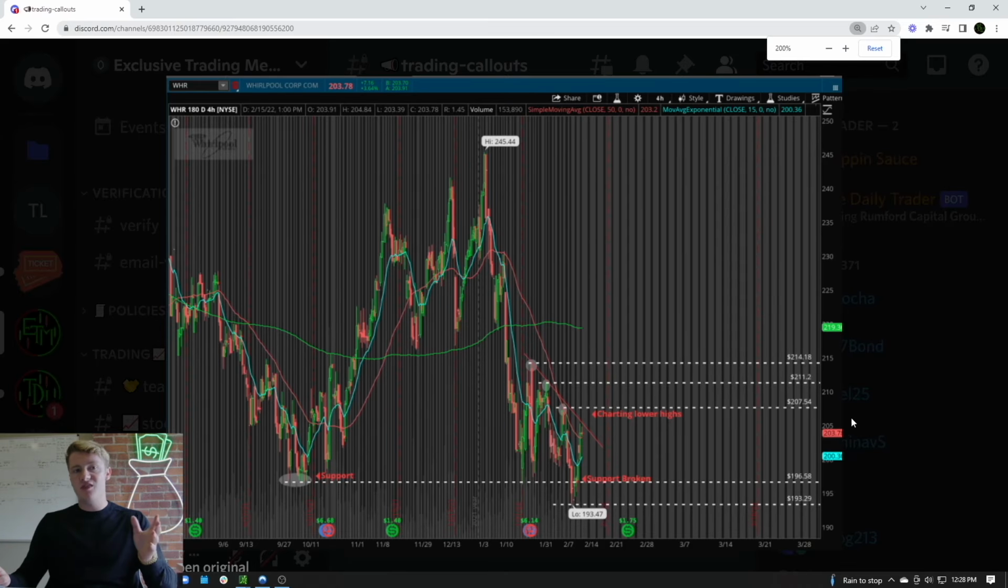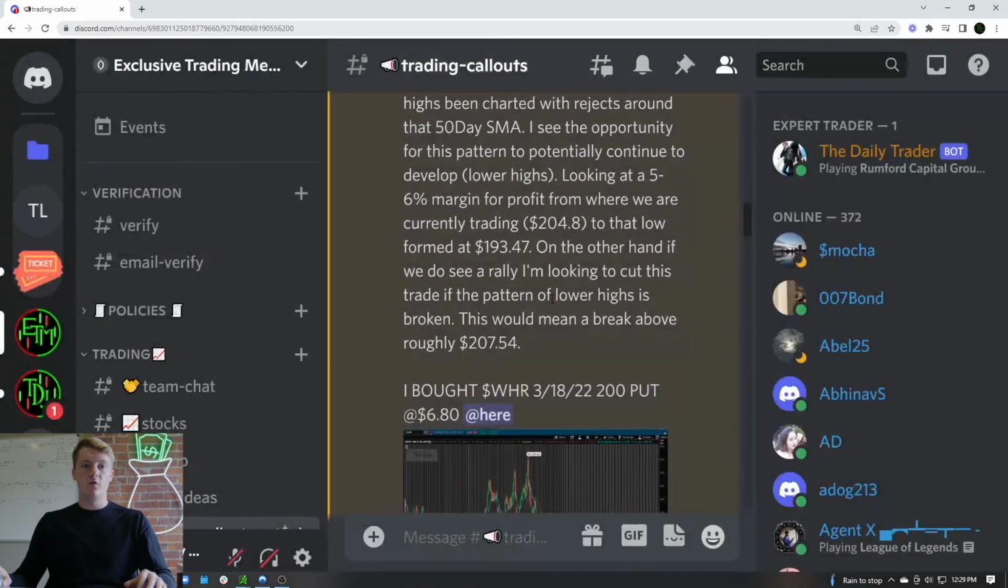We know, though, that there is going to be resistance at 207.54. So when I go to enter this trade, I'm not going to be cutting it, obviously, if we break above this little trend line. I just use this more as an example so people can understand there's a clear pattern being formed. But I would be doing my calculations when it comes to risk to reward and where I'm going to cut for a loss at the level of 207.54. So I entered right here, and I was looking to play the move back down to 193.47.